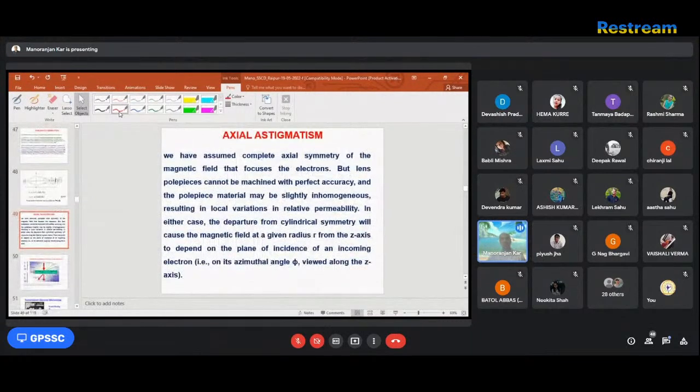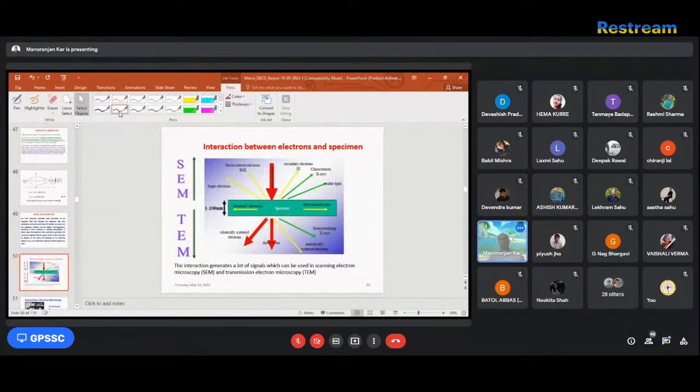I'll not go into this. And axial astigmatism: it may happen that the high voltage you have applied is not properly synchronized, then it will give you astigmatism. What will happen is that the figure will be drifted towards left, right, up, down. So that's what I told you that we have built.